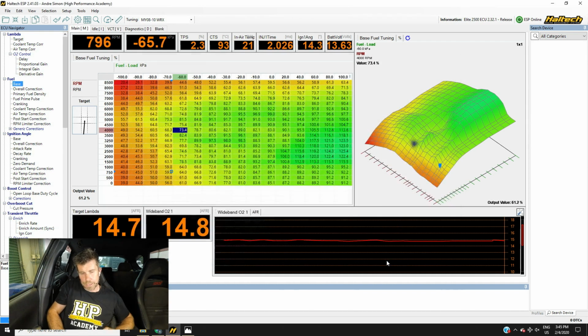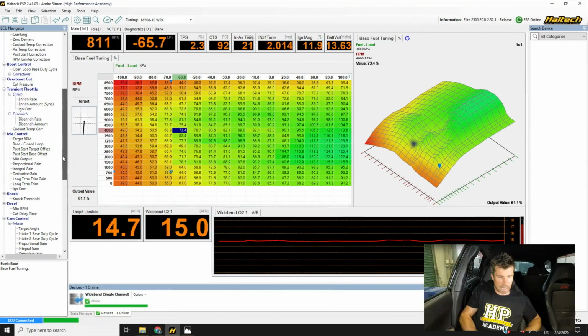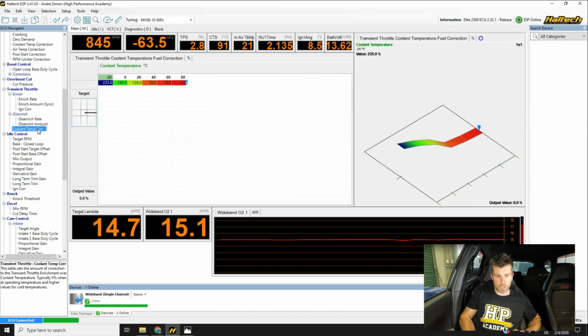Alright, so what we can do now is close that down, and now that we've got those parameters discussed, we can move down and actually have a look at the transient throttle control parameters here. We'll find these in our ECU navigator on the left. So we obviously have our parameters for enrichment. We've got enrich rate, enrich amount synchronous, and we've got our ignition correction. We've also got our disenrich rate, disenrich amount, and importantly here we've also got a coolant temperature correction.